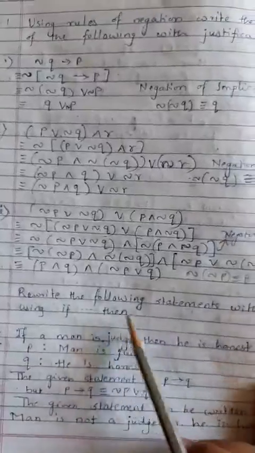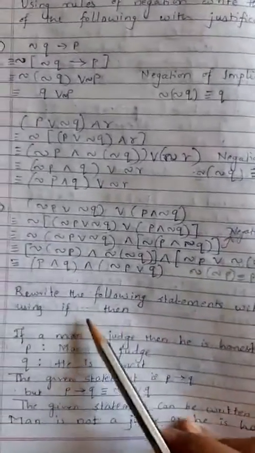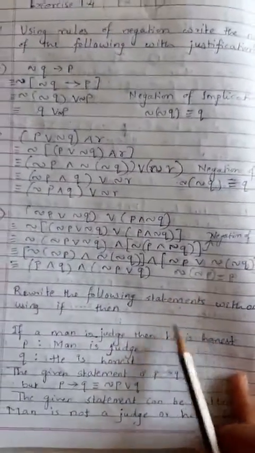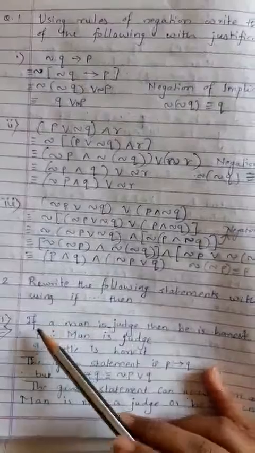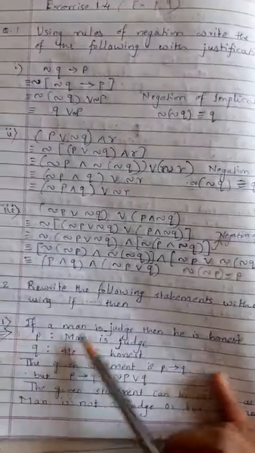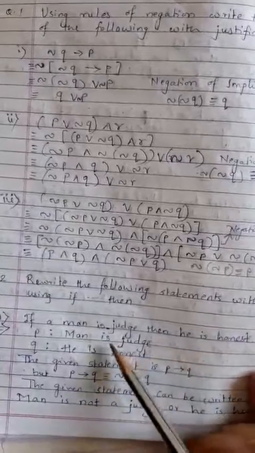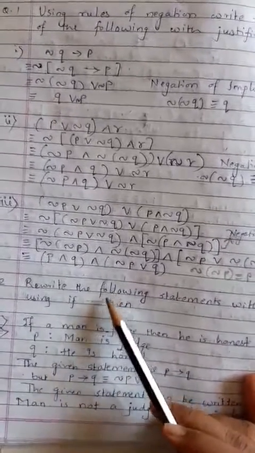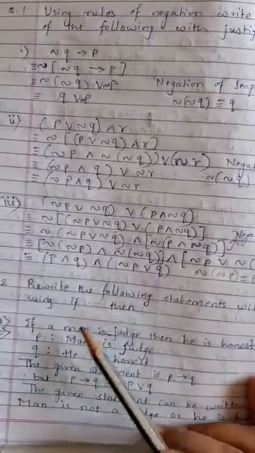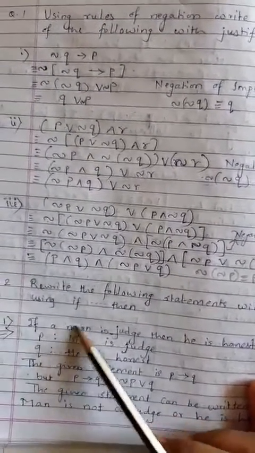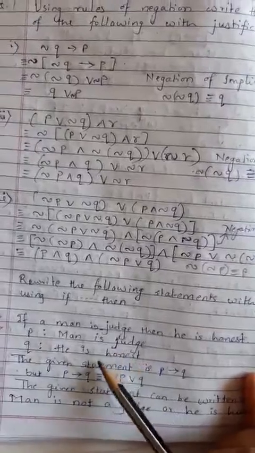Next question: rewrite the following statements without using if then. We have to rewrite this statement without using if and then. The question: if a man is a judge, then he is honest. So we have to write this statement without using if then. And what is that statement? If a man is a judge, then he is honest.